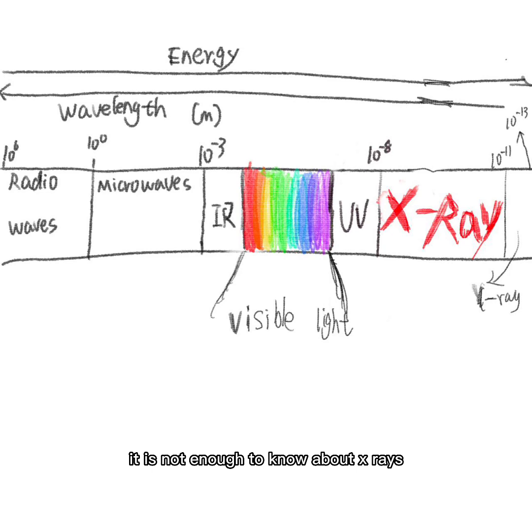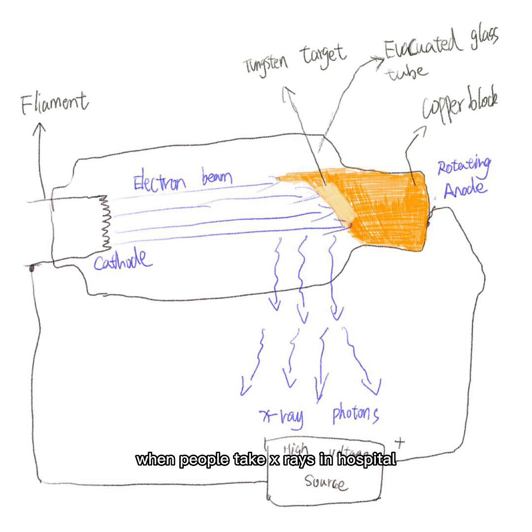It is not enough to know about X-rays; we should also know how to make them. When people take X-rays in hospital, they use an instrument called an X-ray tube. The basic principle is that we pressurize the cathode and emit a beam of electrons to bombard the anode, usually a metal such as tungsten or rhodium.